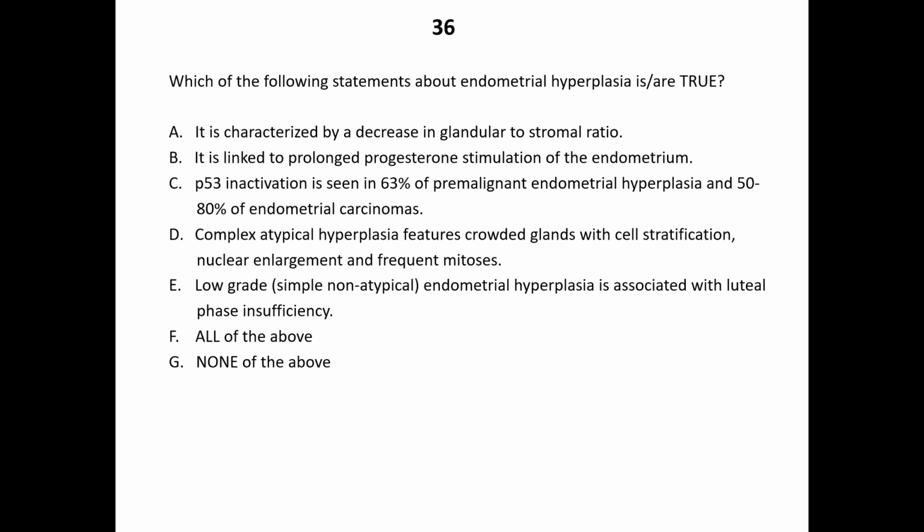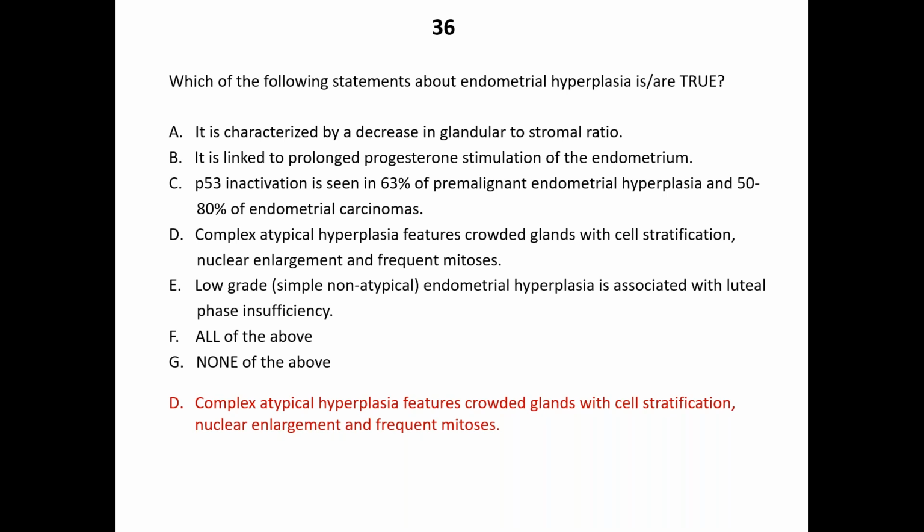Which of the following statements about endometrial hyperplasia are true? Characterized by decrease in glandular to stromal ratio, linked to prolonged progesterone stimulation of endometrium. P53 inactivation is seen in 63% of pre-malignant endometrial hyperplasia and about 50 to 80% of endometrial carcinomas. Complex atypical hyperplasia features crowded glands with cell stratification, nuclear enlargement, and frequent mitosis. Low-grade endometrial hyperplasia is associated with luteal phase insufficiency. All or none of the above. So basically, complex atypical hyperplasia features crowded glands with cell stratification and frequent mitosis.